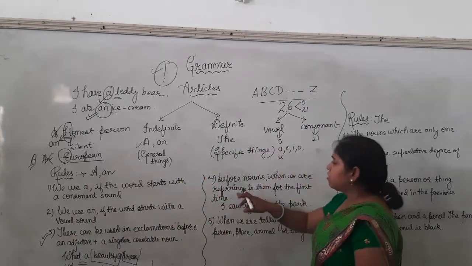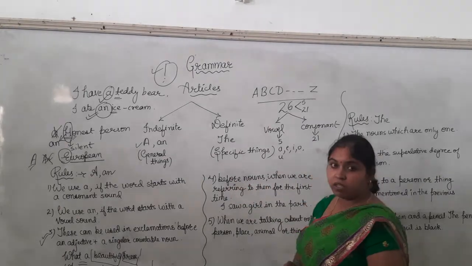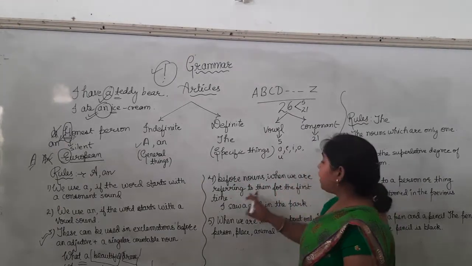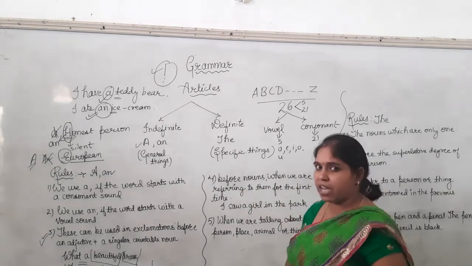These are exclamatory sentences. So that time also we use the articles a and an. Now next is before nouns when we are referring to them for the first time.